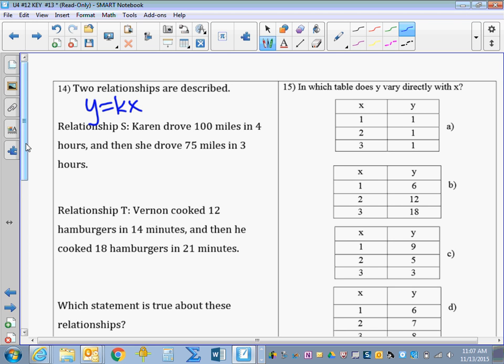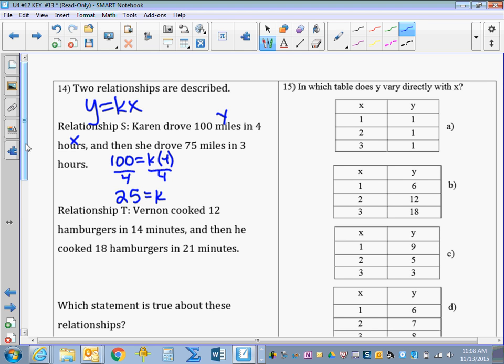Alright, so Karen drove 100 miles in 4 hours. Let's say that miles is my y value and hours is my x value. So if I put this into my equation, 100 equals k times 4. When I divide by 4, what is my k value? 25. Right? We know that's true for the first one.